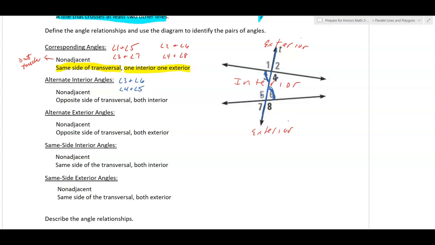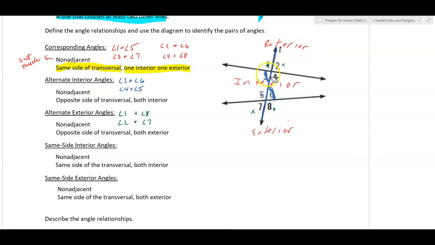Alternate exterior, similar yet different. Opposite sides of the transversal, both exterior. So angle 1 would be alternate exterior with angle 8. Then angle 2 and angle 7 would be alternate exterior.